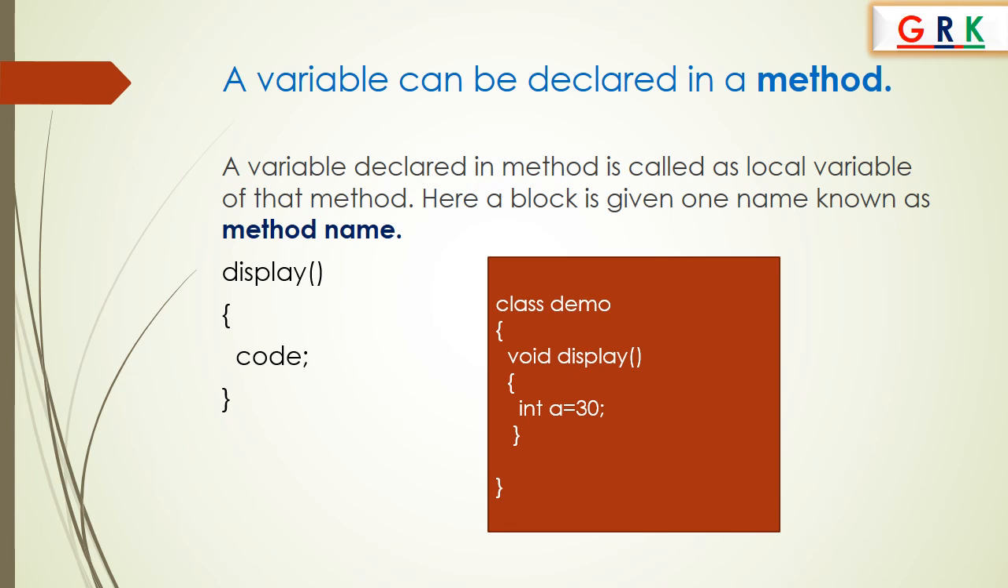If you try to access that outside of the display method, it causes an error. For example, b equals 40 causes the error, because we are trying to access that variable outside of the display method. The scope of variable a is only within that display method, and outside of the display method we cannot access that.